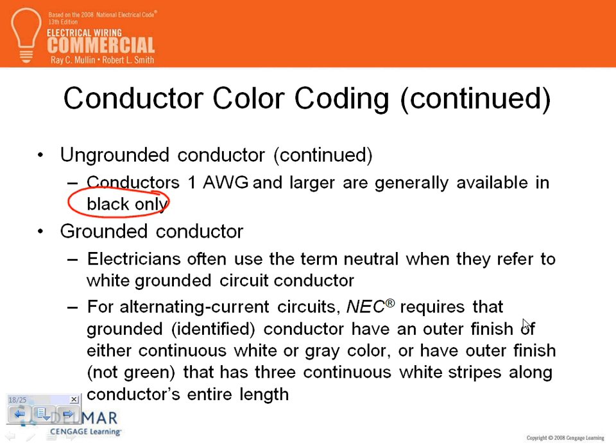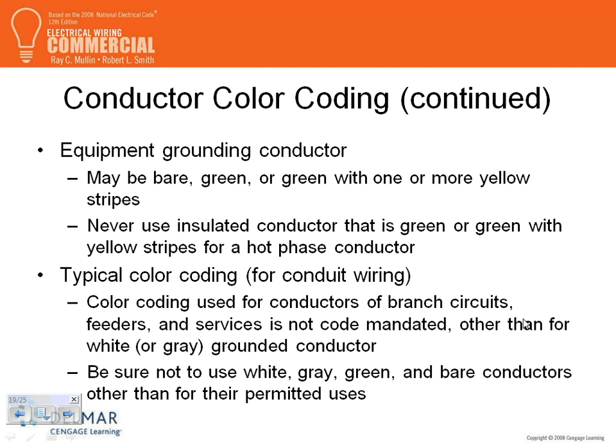Okay, grounded conductor, guys. We talked about the grounded conductor, the neutral. It's basically gray or white. That's the most common, or outer finish, not green, or continuous stripes, some white stripes on it. The most common ones that you're going to see is white or gray. White for a 208 system, gray for 480/277.